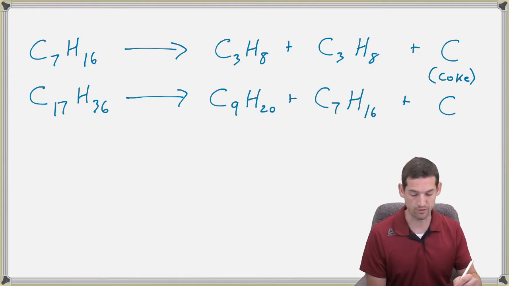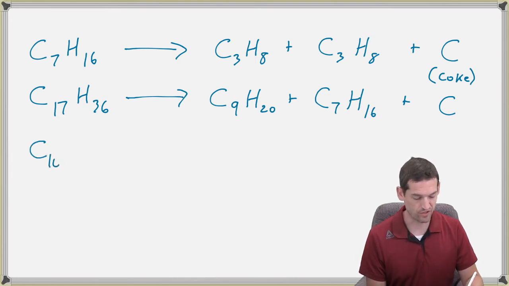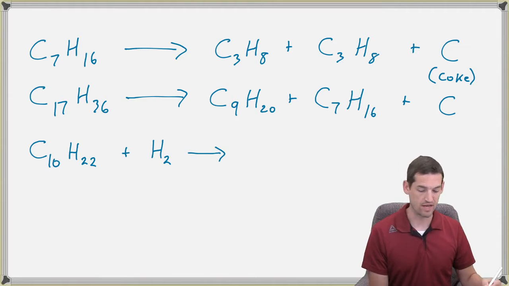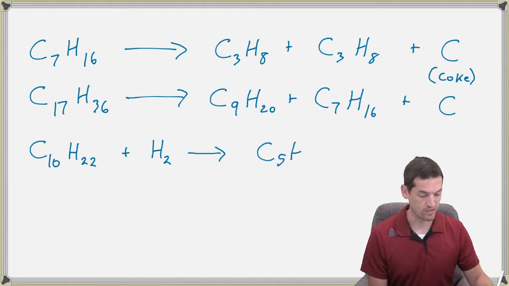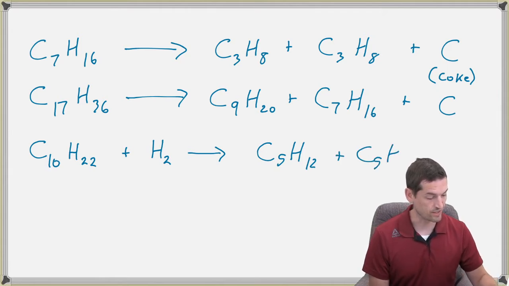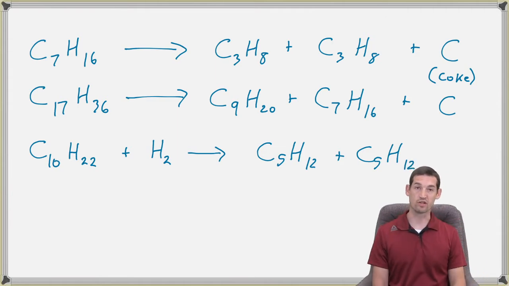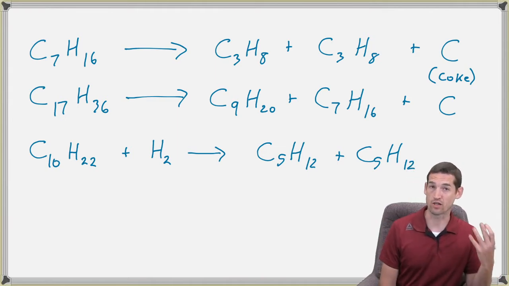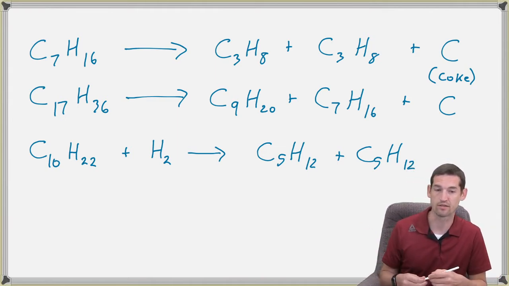Now, the way they can sometimes get around that is called hydrocracking, where they add hydrogen gas to the process to help this out. So for example, if I took C10H22 and added some hydrogen gas to the process, that would allow us to make, let's say, C5H12 and C5H12, two molecules of pentane. But now I had enough hydrogen that I didn't end up with that carbon residue. I could end up with two alkanes.